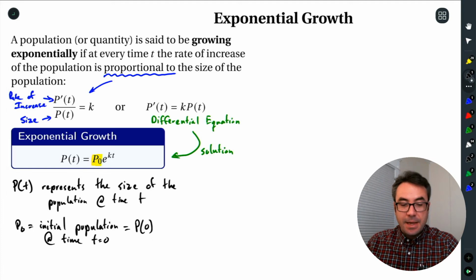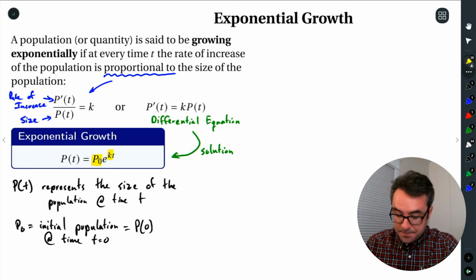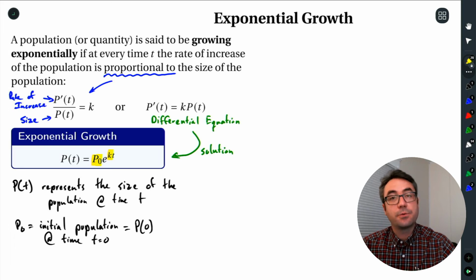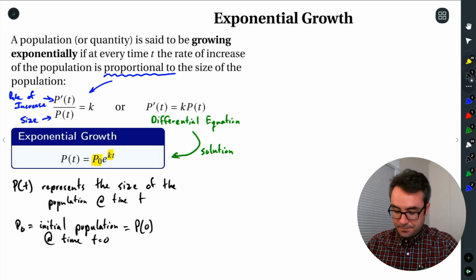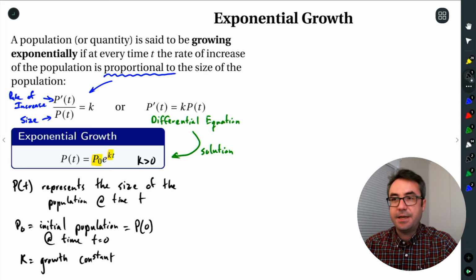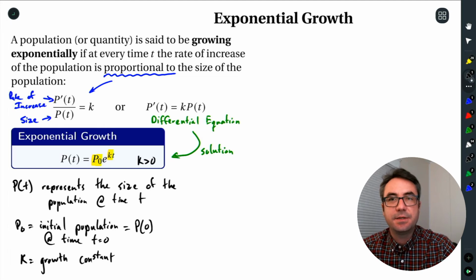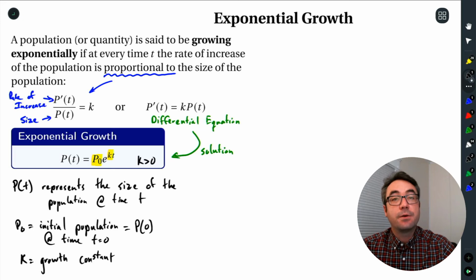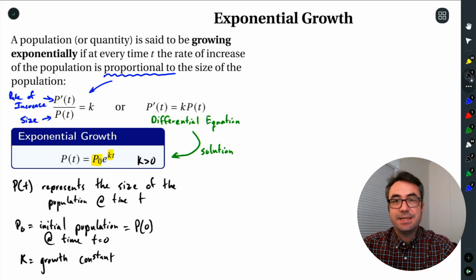So we need to know that, and we also need to know k. So k there is a constant, and a lot of times we call that our growth constant. And for growth, we're assuming here that k is positive. If k is negative, then we have decay, and we'll consider that in a separate example. So right now we're just looking at exponential growth, where that constant term in our exponential function is positive.